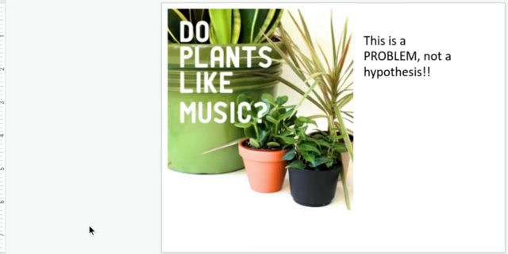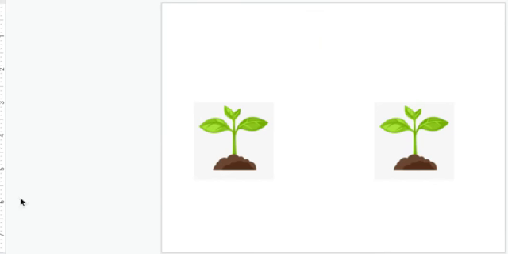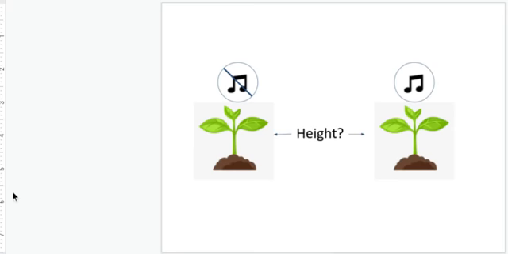Hypothesis is different. It's a prediction. Now, a scientist is going to end up with two groups of plants. If they were studying mice, they would have two groups of mice. But in this case, we're looking at the effect of music on plants. So we have two groups of plants. One group is going to get music and the other is not. And then we're going to measure, let's say, their height or something else that we were interested in. Okay. And so we now have an experiment.